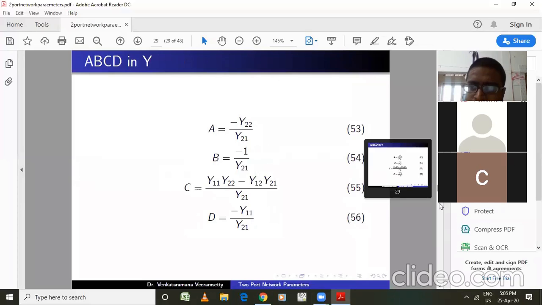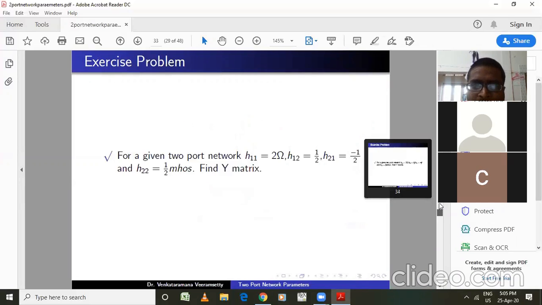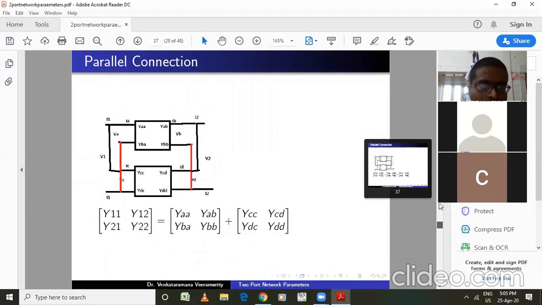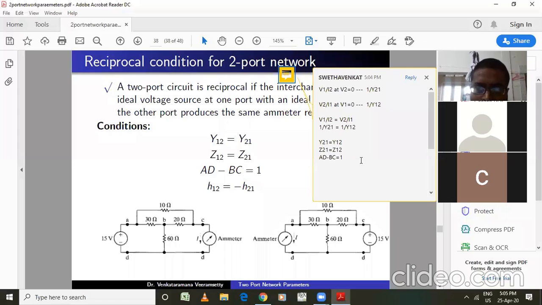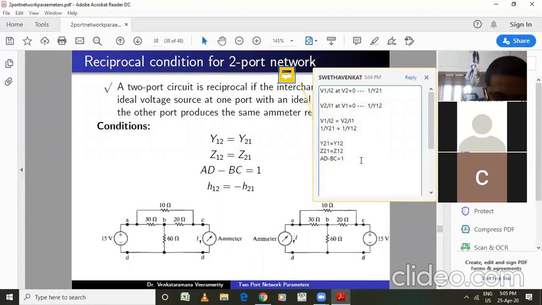So if we have the hybrid parameter information of any two-port network, and you want to justify whether the given two-port network is reciprocal or not, then if H21 equal to minus H12, if this condition is satisfied, then we can say that the given two-port network is a reciprocal network, right?